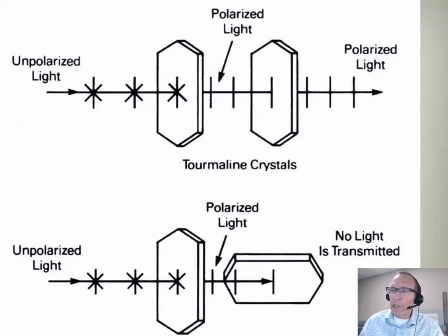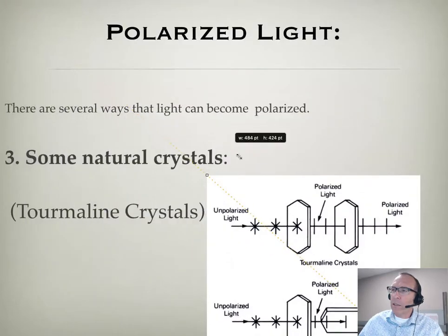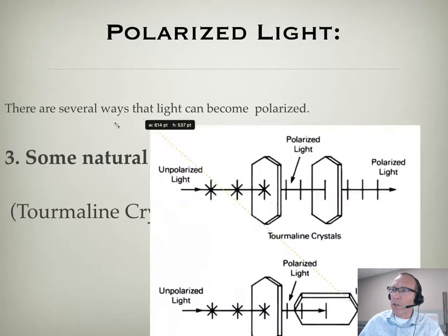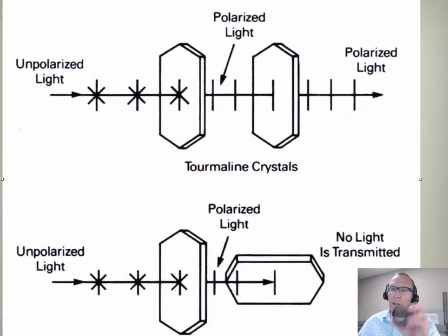Here's a third way that light can become polarized. There are certain crystals that will cause light to be polarized. Tourmaline is a naturally forming crystal, and in a lot of ways this crystal is just like this polarizing filter in that it has molecules in it that are aligned a certain way, and it will only allow light of a certain orientation to go through. So on the other side of this filter, if you were to shine light through, the light would be polarized. So that's three ways that light can be polarized.